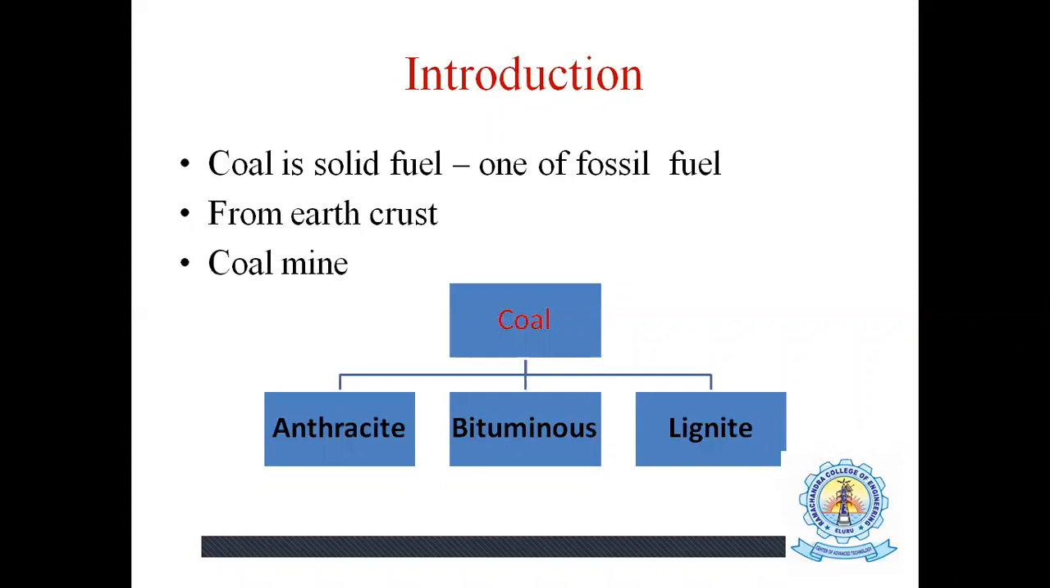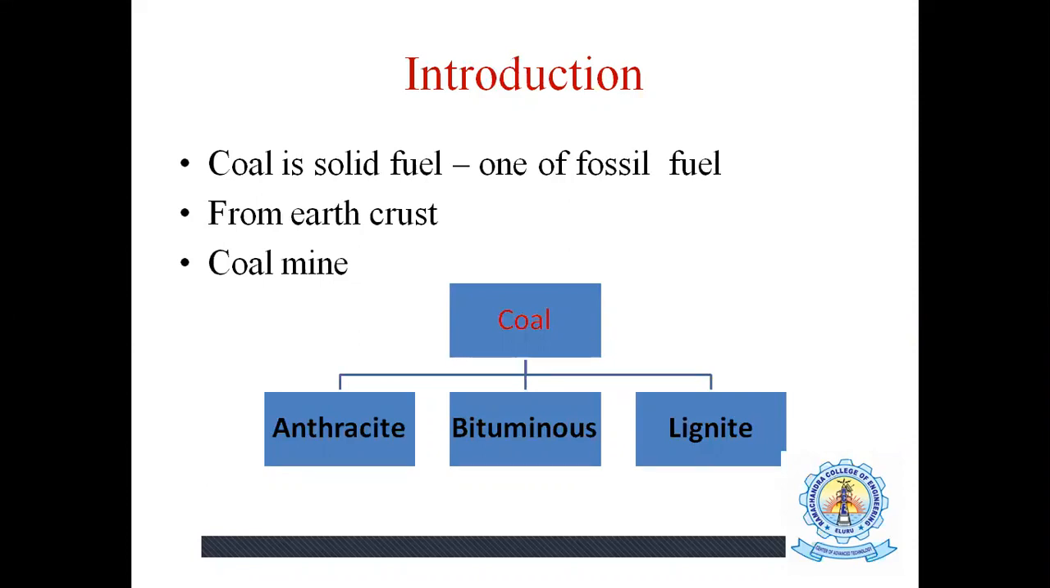Anthracite is also called hard coal, available mainly in Jammu and Kashmir, which has a high calorific value. Bituminous coal is available in Maharashtra, Telangana, Andhra Pradesh, Karnataka, and all the other remaining states. This has a lower calorific value than anthracite coal. And lignite coal is a very low grade coal. So these are the three types of coal available in India.